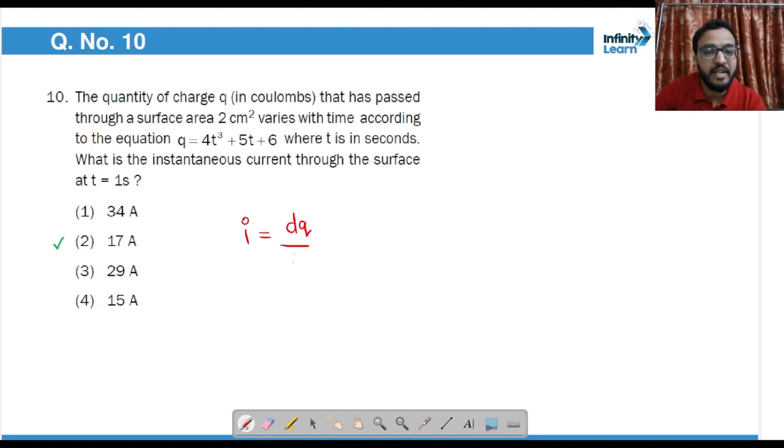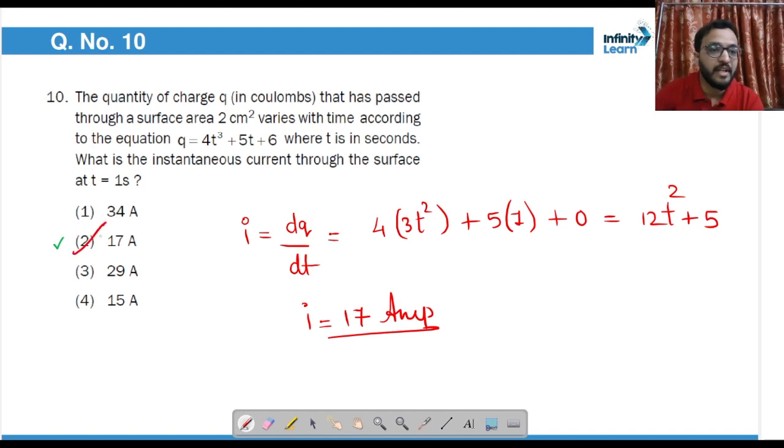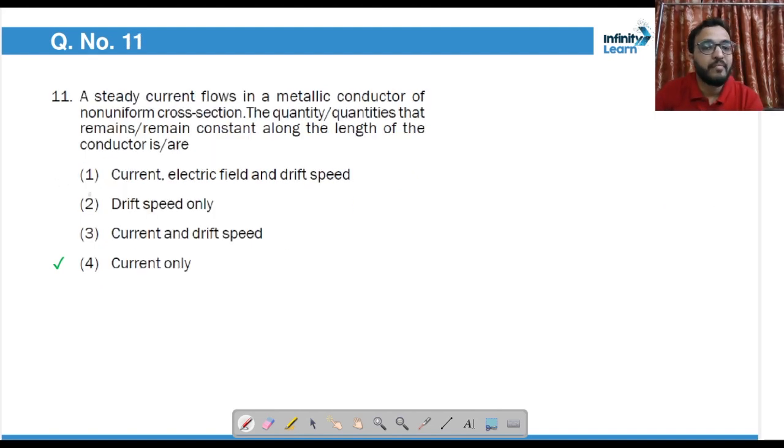Okay, here, what is current? It is dq by dt. So just differentiate it with time. 4 into derivative of t cube is 3t square, plus 5 into derivative of t is 1, plus derivative of 6 is 0. So 12t square plus 5. You put t equals to 1, I will be 17 amperes. Got it? Second option.